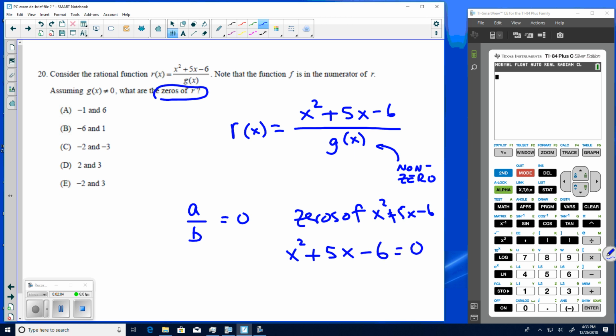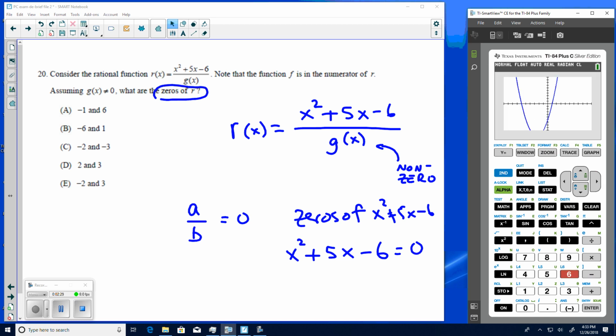It factors very nicely. You could solve it by factoring. You can solve it by completing the square. You could solve it by the quadratic formula. You could even solve it by your calculator, right? Now make sure you type the right one in. This was the one that we were looking at before, but now we're doing plus 5x and then minus 6. And here's the graph. It does have a couple of zeros. You could count the tick marks if you want. It looks like 1 and negative 6, right? So the choice would be over here.